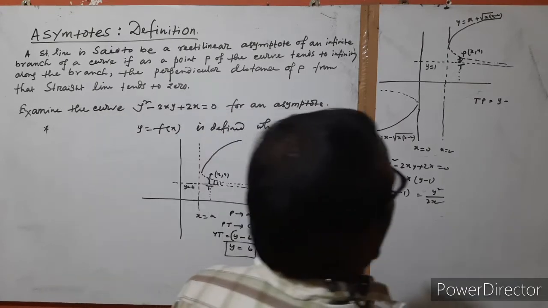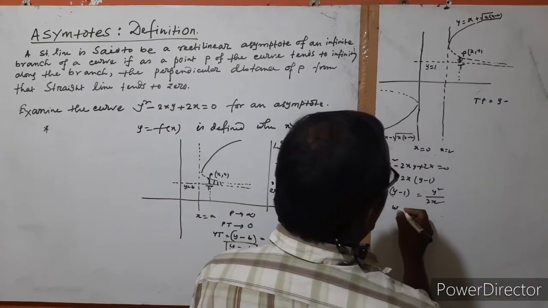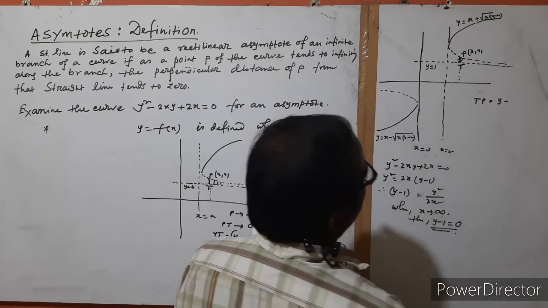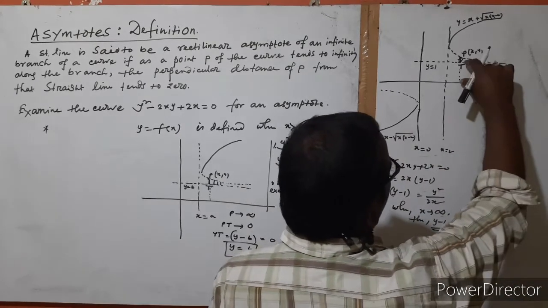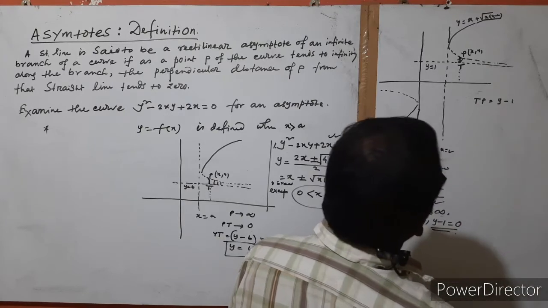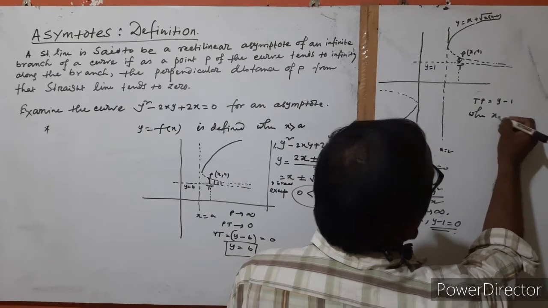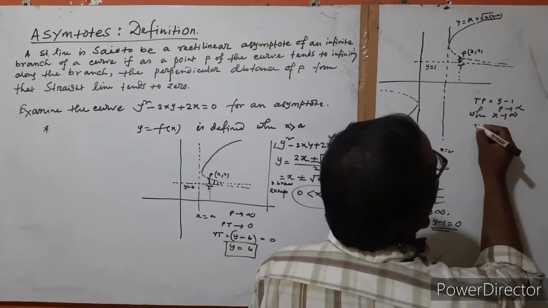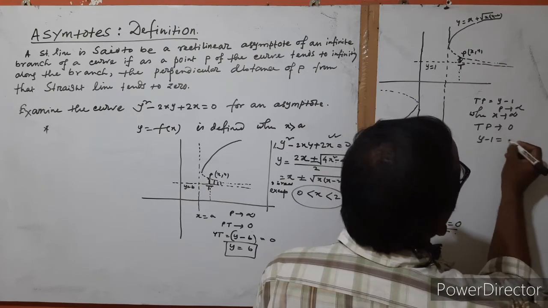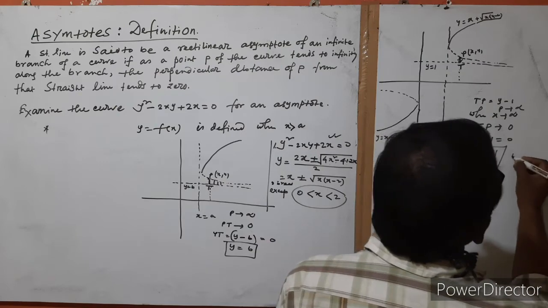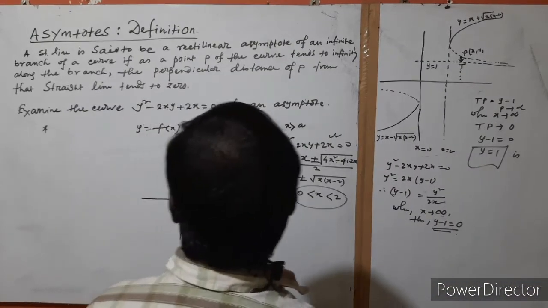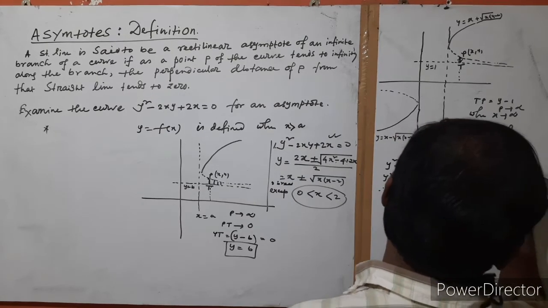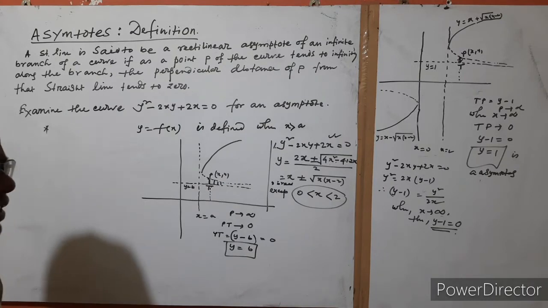Okay, and x increases to infinity, so when x tends to infinity, then y minus 1 tends to 0. So this line is y minus 1, and this length is y minus 1. Now when x tends to infinity, P tends to infinity, and then we get PT tends to 0, therefore y minus 1 equal to 0, then y equal to 1 is an asymptote. Okay, it is the asymptote. So this is the common sense of finding the asymptotes.